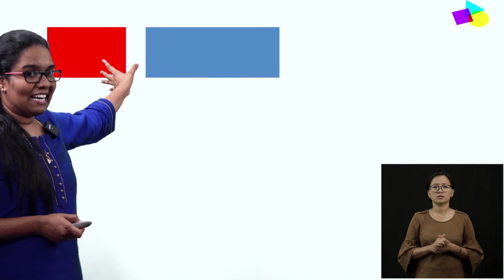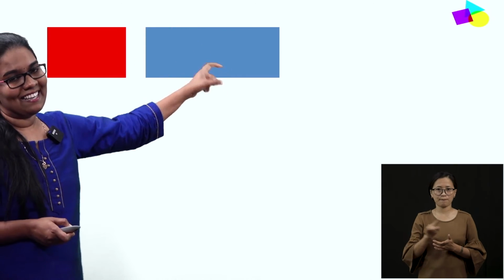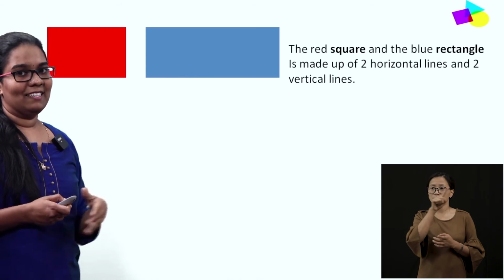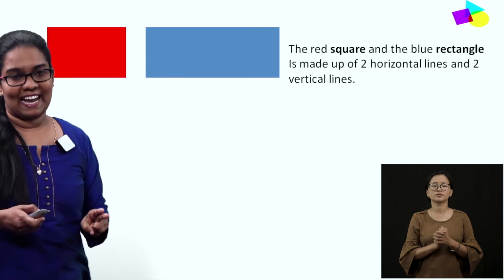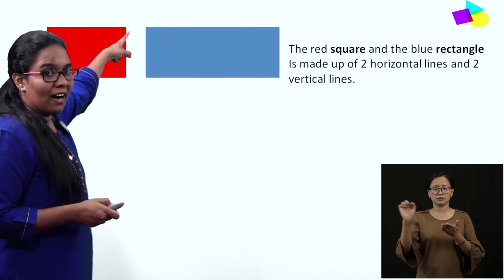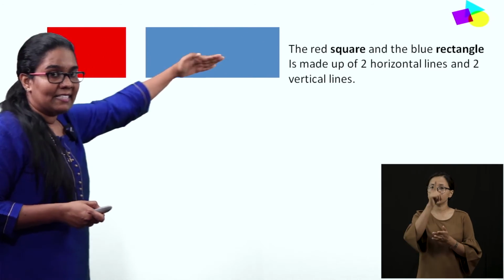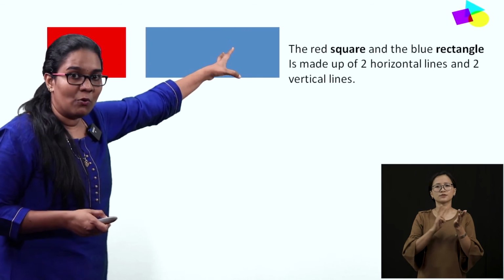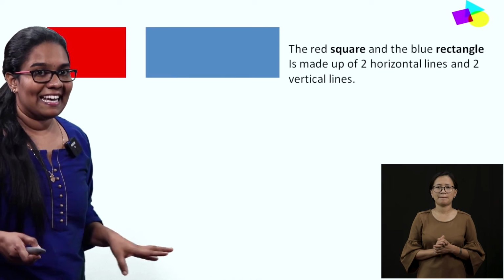Then here you can see a red square. This is a square and this is a rectangle. The red square and the blue rectangle are made up of two horizontal lines and two vertical lines. These are vertical lines and these are horizontal lines.